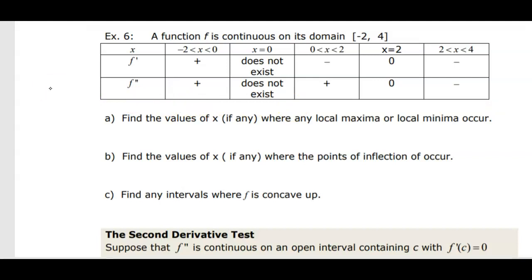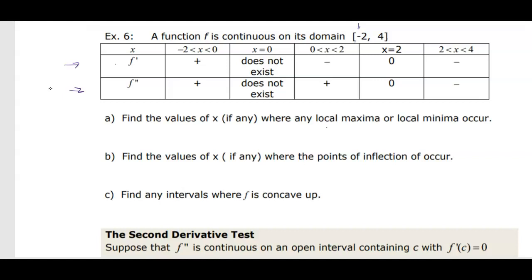So this just gives you some information about the first derivative and the second derivative. It doesn't tell you about the function, but it also says it's continuous, so the function's continuous, but notice the derivatives don't have to be, on the domain -2 to 4. So the most leftmost point you're going to have in an interval is this -2, and the rightmost point you can have in an interval is the 4. All right.